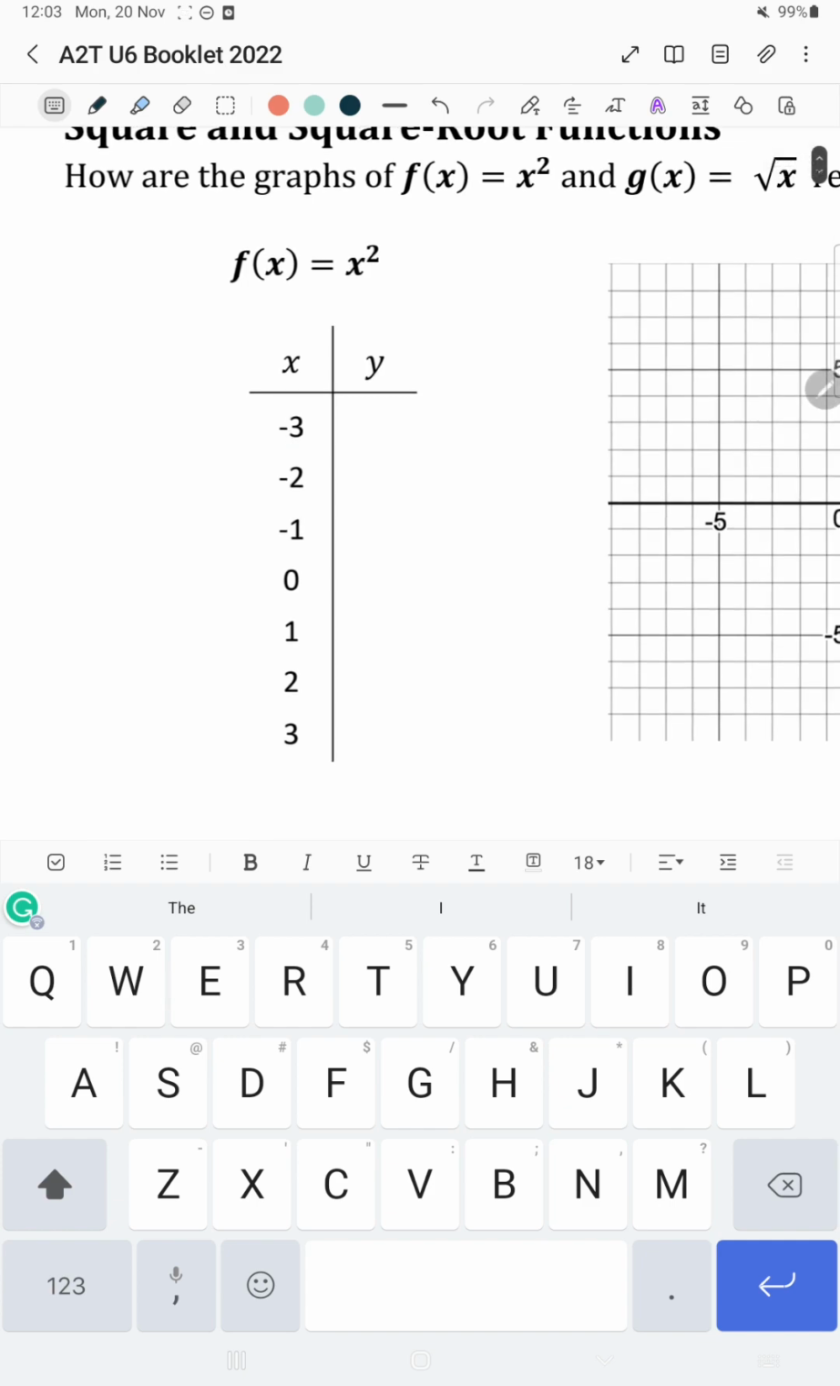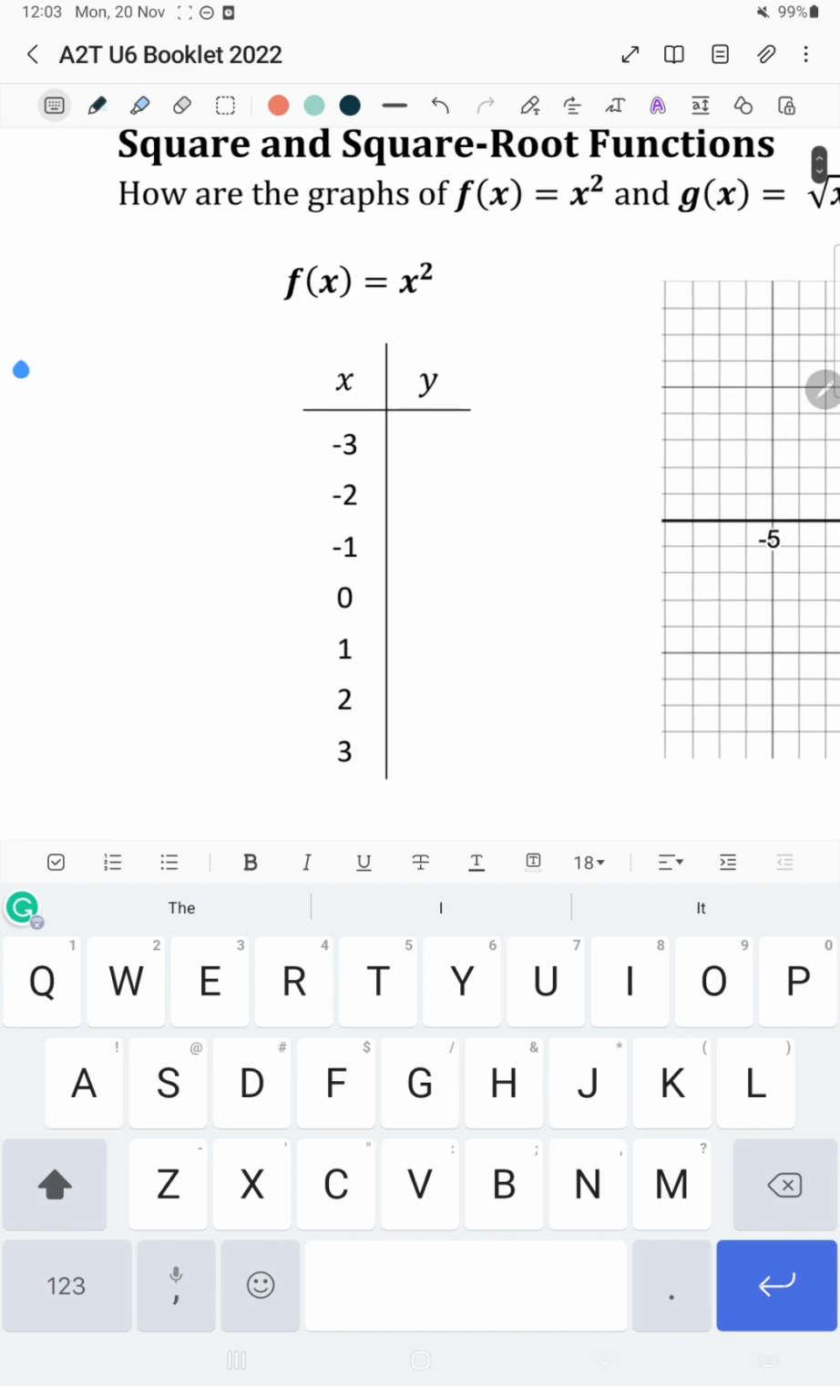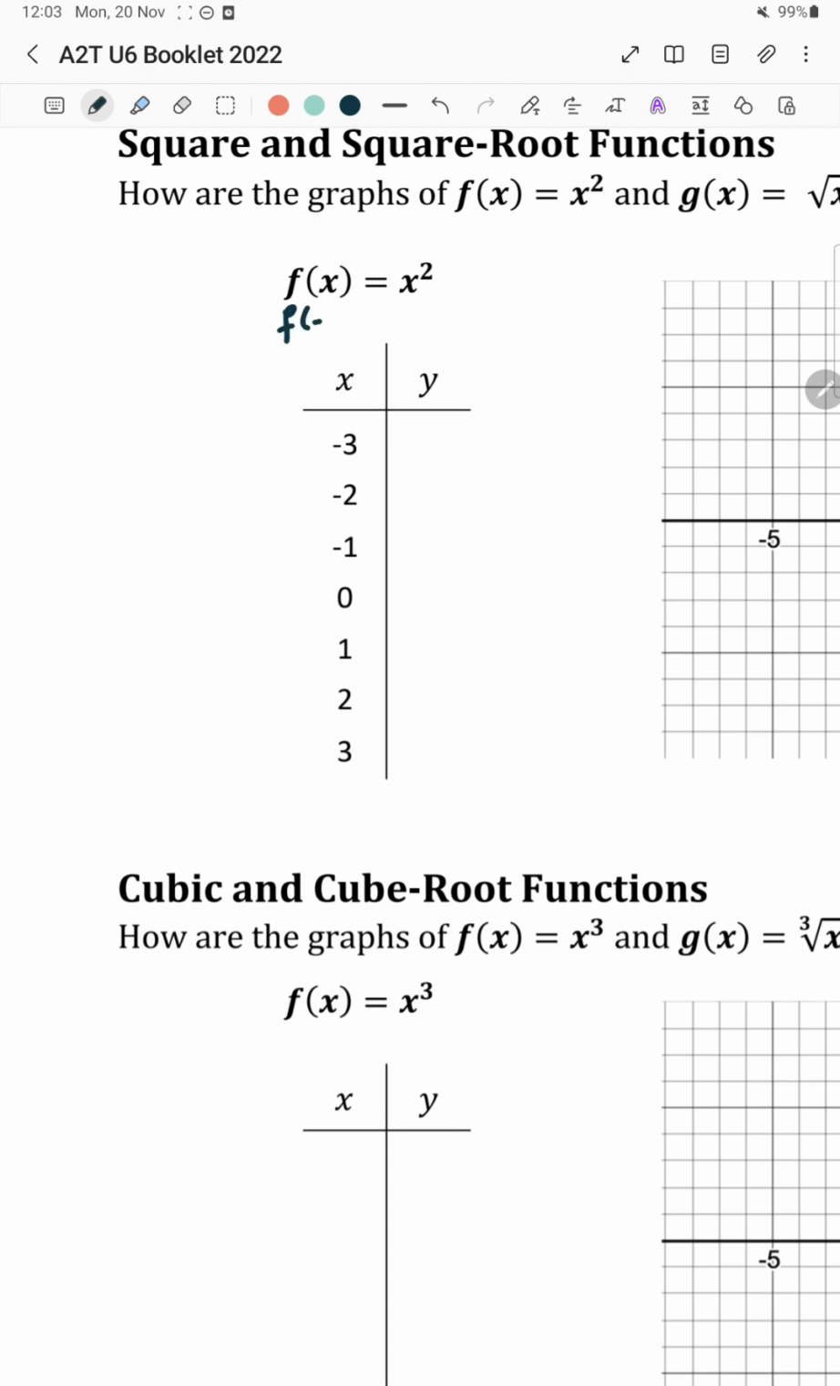So if x is equal to minus 3, y would be equal to minus 3 squared, which is equal to 9. Then 4, 1, 0, 1, 4, 9.